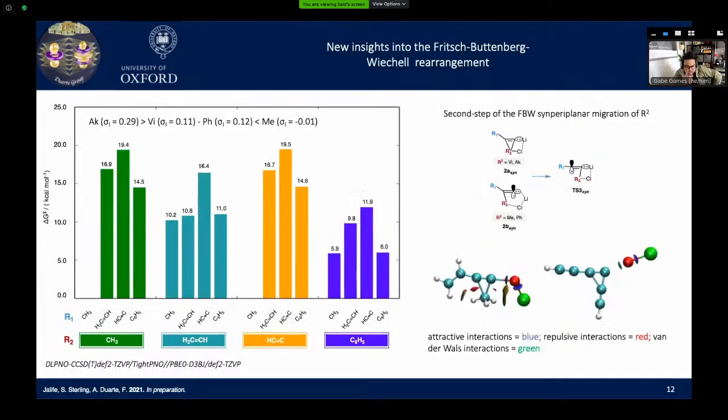Here, on the bottom left structures that you have, you even commented on the fact that the methyl group is not properly migrated, right? Like it's in between, which is what it seems to be here. Yeah. And you do have a little bit of repulsive interactions there, and some van der Waals interactions.